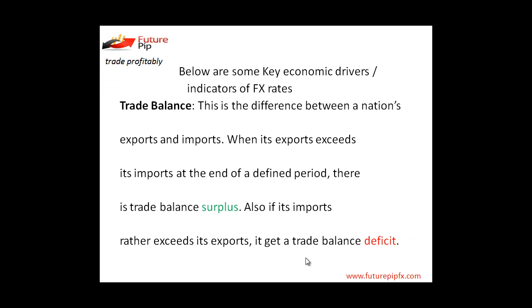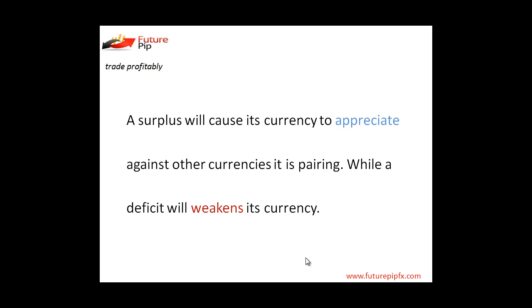Below are some key economic drivers or indicators of forex rate. We have one, trade balance. There's a difference between the nation's exports and imports. When its export exceeds its imports at the end of a defined period, there is a trade balance surplus. Also, if its imports exceed its export, it gets a trade balance deficit. A surplus will cause its currency to appreciate against other currencies it's pairing, while a deficit will weaken its currency.